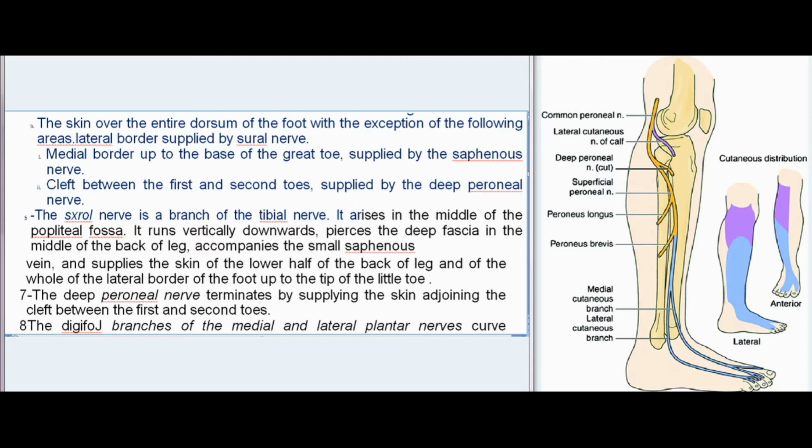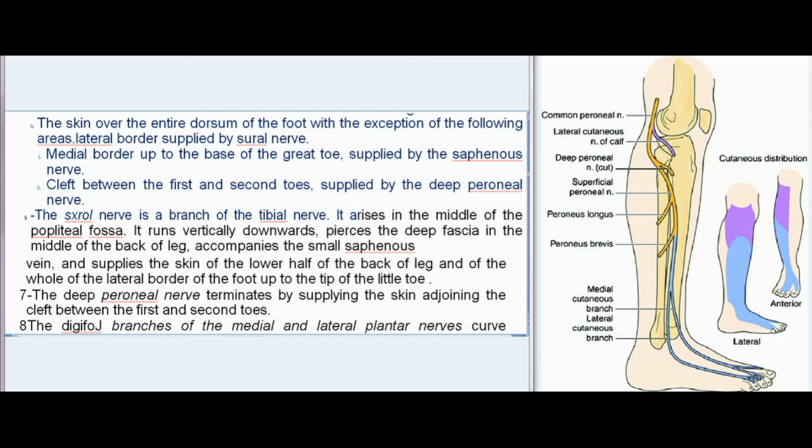5. The sural nerve is a branch of the tibial nerve. It arises in the middle of the popliteal fossa. It runs vertically downwards, pierces the deep fascia in the middle of the back of the leg, accompanies the small saphenous vein, and supplies the skin of the lower half of the back of the leg and of the whole of the lateral border of the foot up to the tip of the little toe. 6. The deep peroneal nerve terminates by supplying the skin adjoining the cleft between the first and second toes.